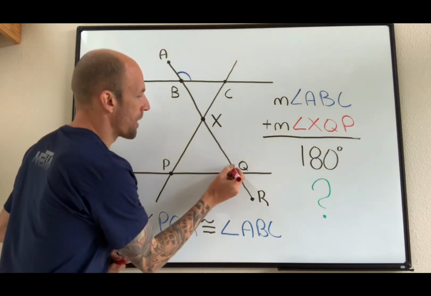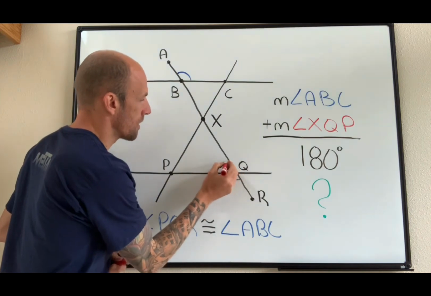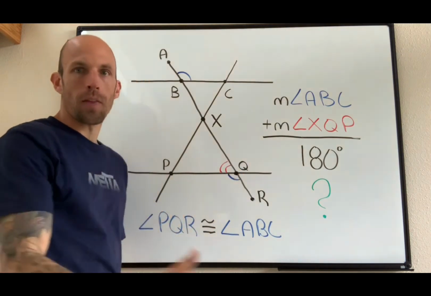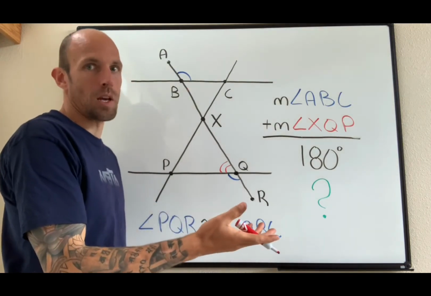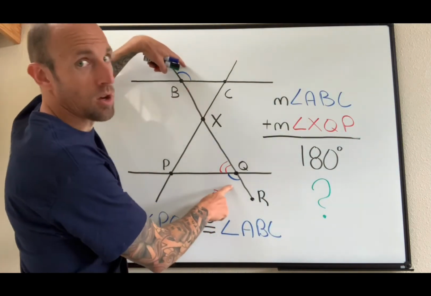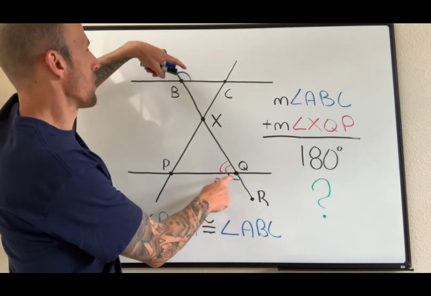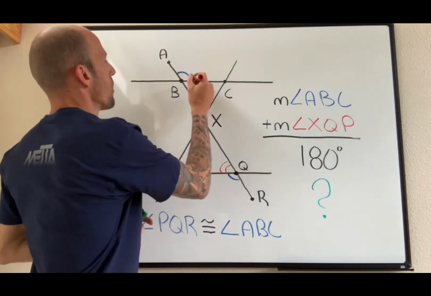Next, we're asked to determine if the measure of angle ABC plus the measure of angle XQP, that's this one right here, we're asked whether or not those add up to 180 degrees. Continuing with our reasoning from answer choice A, if alternate exterior angles are congruent, it is also true that alternate interior angles are congruent.